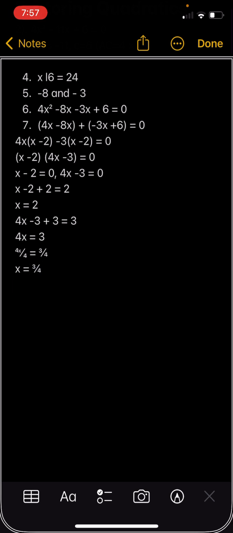So our two solutions will be x equals 2 and x equals 3/4. That's that for that one there.